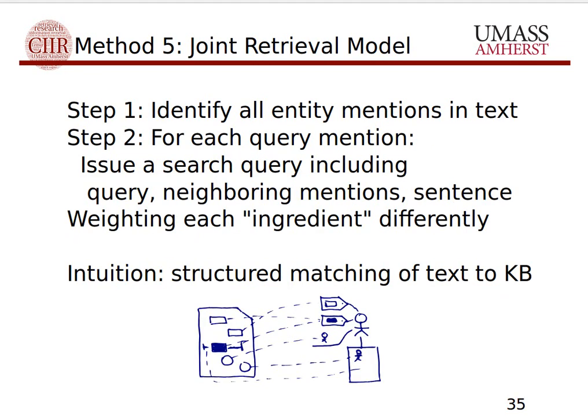I will now talk about the last method, method number 5, which we call the joint retrieval model. In step number 1, we identify all entity mentions in the text, as in the previous method. Then for each of the query mentions only, we issue a search query including the query string, neighboring mentions, and the sentence, rating each ingredient differently. Here the idea is that we want to have a structured matching of text to KB. This is a similar approach to what I was talking about in method number 3, but here the difference is that we want to have a different rating and we actually apply machine learning.